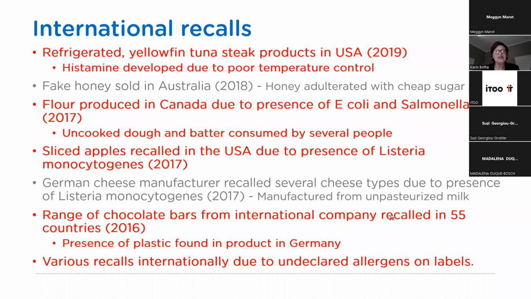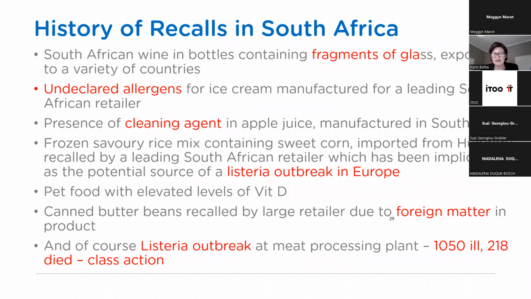Other examples of international recalls: histamine in the fish industry, where poor temperature control can cause contamination that makes the product unsafe. Flour, uncooked dough and batter, maybe contaminated with E. coli and salmonella. Sliced apple had Listeria on it. A range of chocolate bars was recalled because they had plastic in them. And then undeclared allergens. You can go to the next slide, please, Megan.